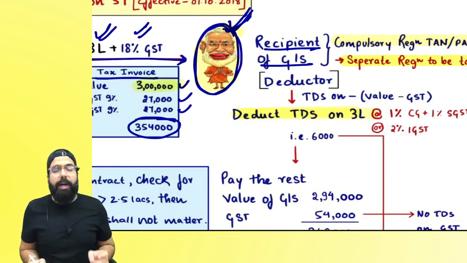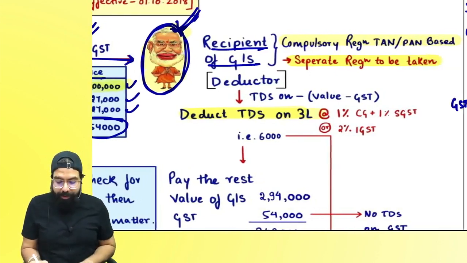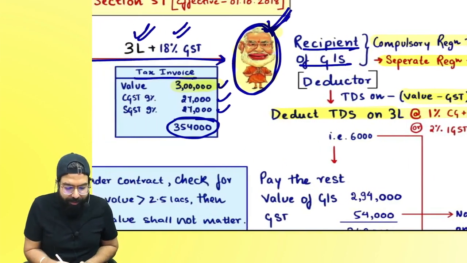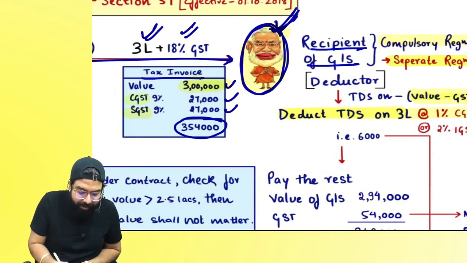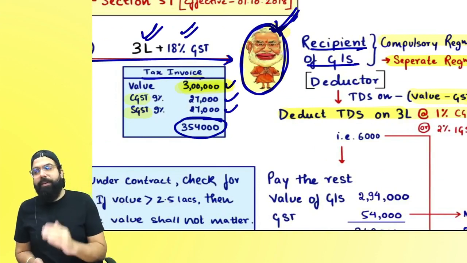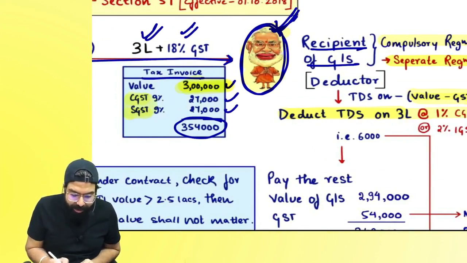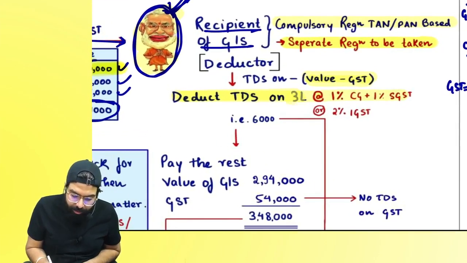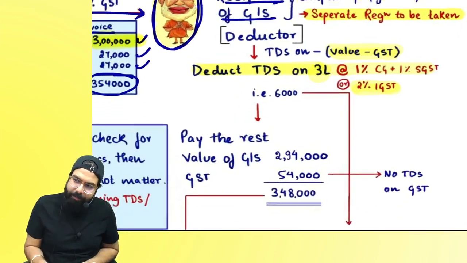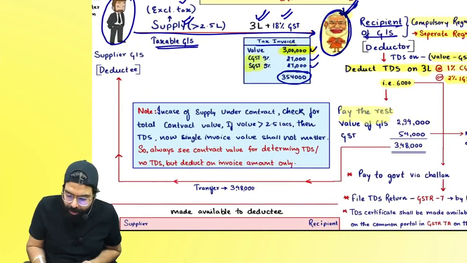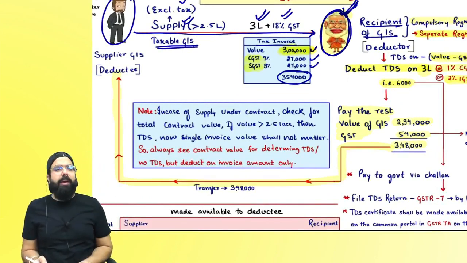They will deduct TDS only on the value, which is total invoice value minus GST. 1% CGST and 1% SGST will be deducted if CGST and SGST is charged in the invoice. If IGST is charged on the invoice, then on 3 lakh, 2% IGST will be deducted. That is 6,000 will be deducted and the remaining amount will be paid to the supplier, that is 3 lakh 48,000.